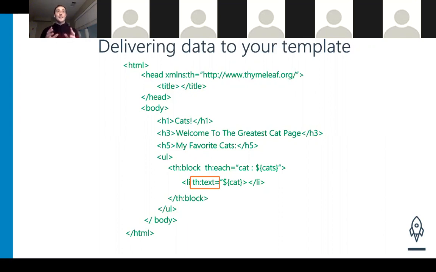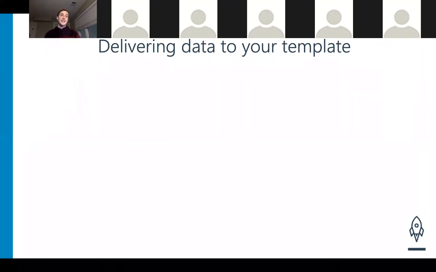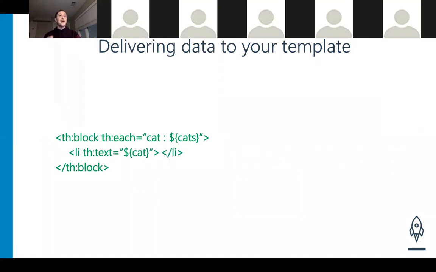So this was a lot here. Thymeleaf can be a little much at first, just seeing all these new attributes coming out and wondering what they exactly do. So let's take a closer dive into what we just did inside of that block. We have the th:block, we have our th:each, and our cat with all of our cats that are passed in from that model. Then inside of it, we put that li element, th:text equals cat.